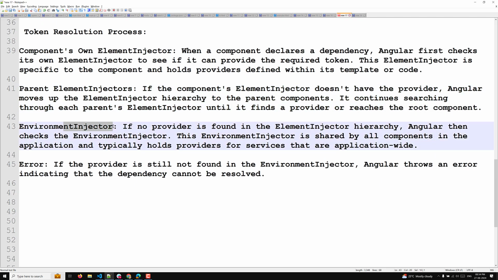And next comes the environment injector. If no provider is found in the element injector hierarchy, Angular then checks the environment injector. This environment injector is shared by all the components in the application and typically holds the providers for services that are application-wide. Here you will have all the dependencies which are shared across the whole application. Then an error: if the provider is still not found in the environment injector, Angular throws an error indicating that the dependency cannot be resolved. In this way the injector hierarchy works.